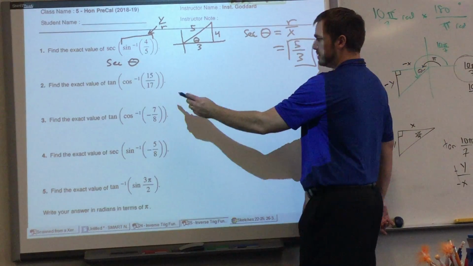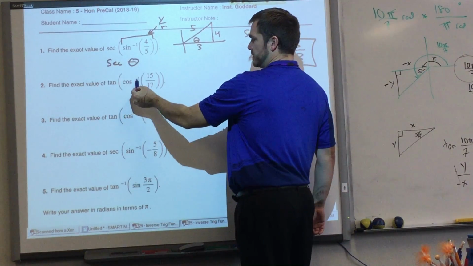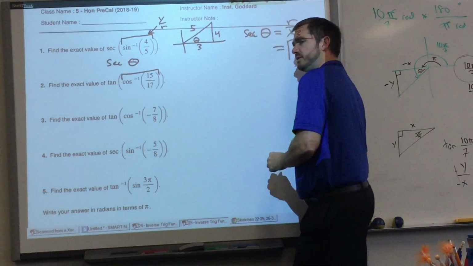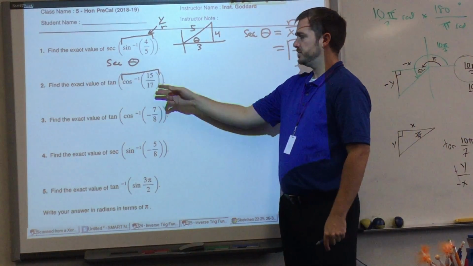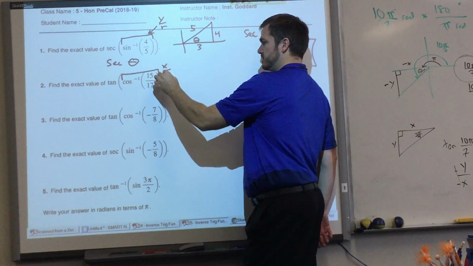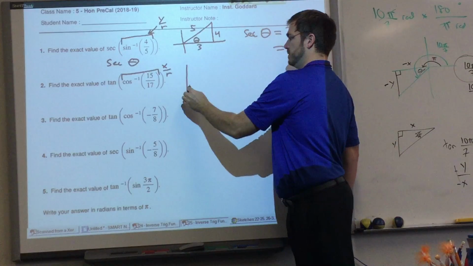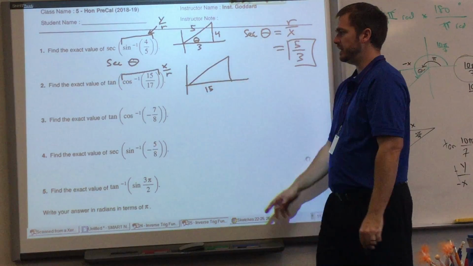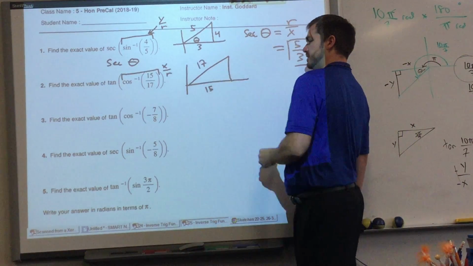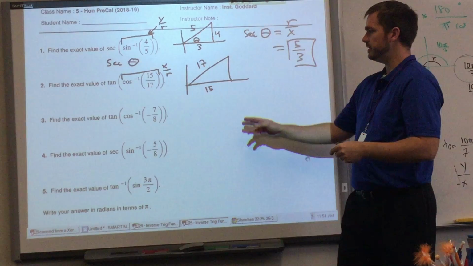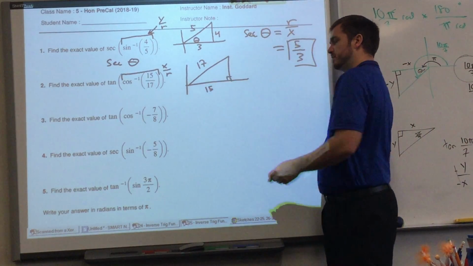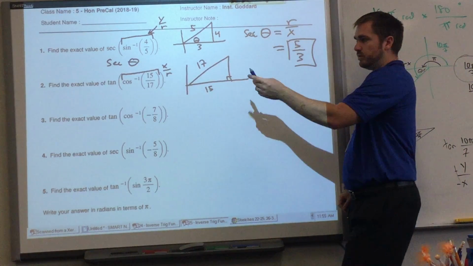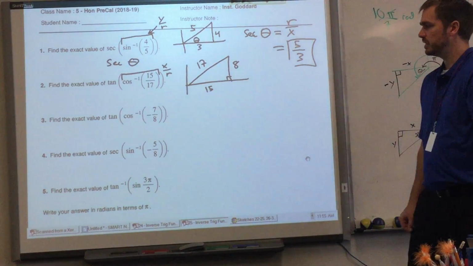Let's do it again. Number 2. Find the exact value of the tangent of inverse cosine of 15 over 17. Well, inverse cosine of 15 over 17 means tell me the angle for which 15 over 17 is the x over r ratio. So I'll write 15 right there for the x, 17 right there for the r, and then I'll use the calculator to figure out what the third side is. What's 17 squared minus 15 squared? That's 64, so it's 8. Is that a Pythagorean triple? Awesome.